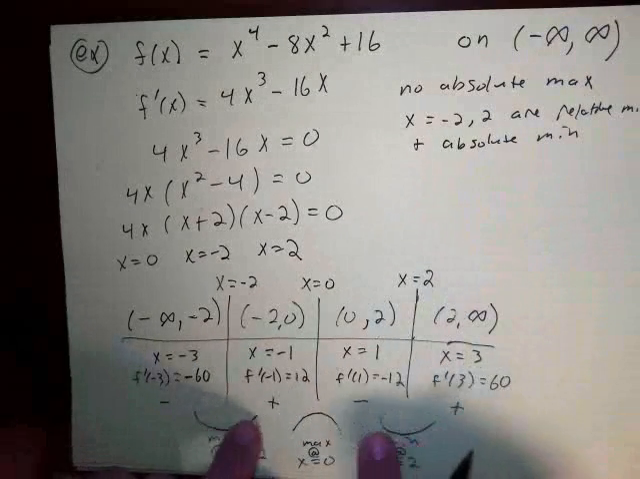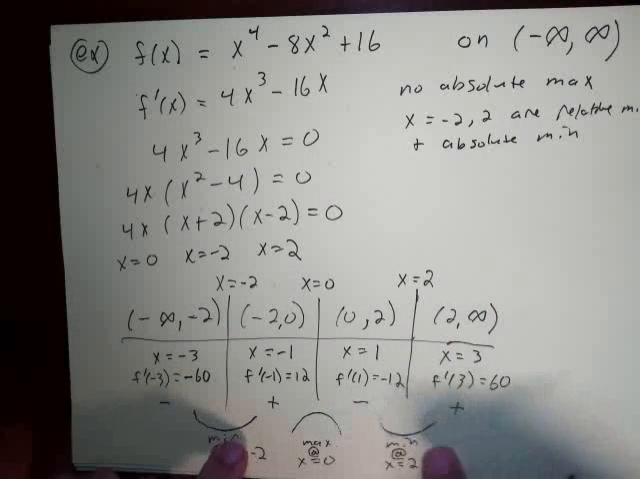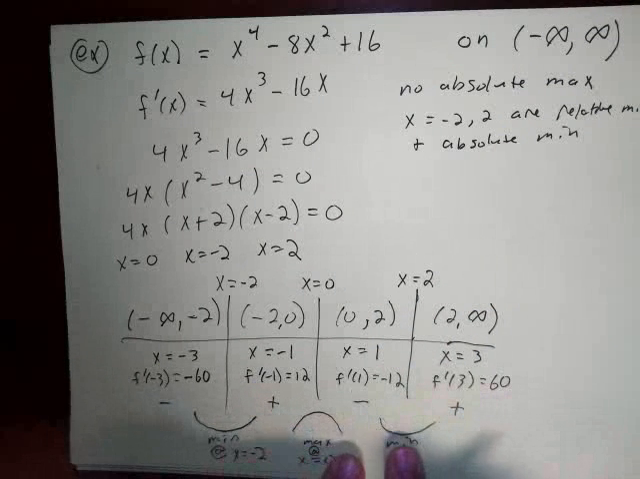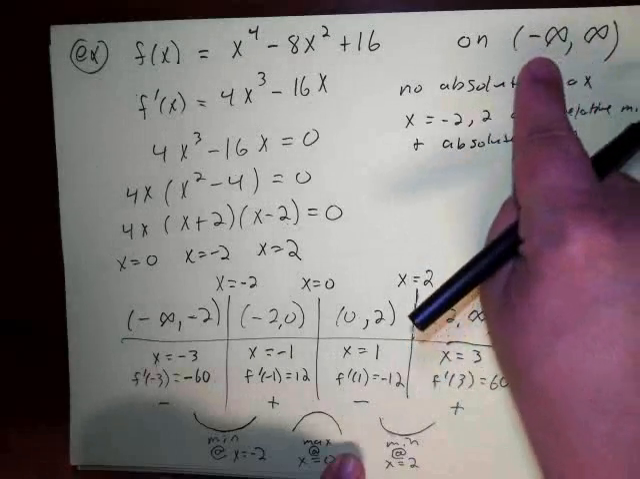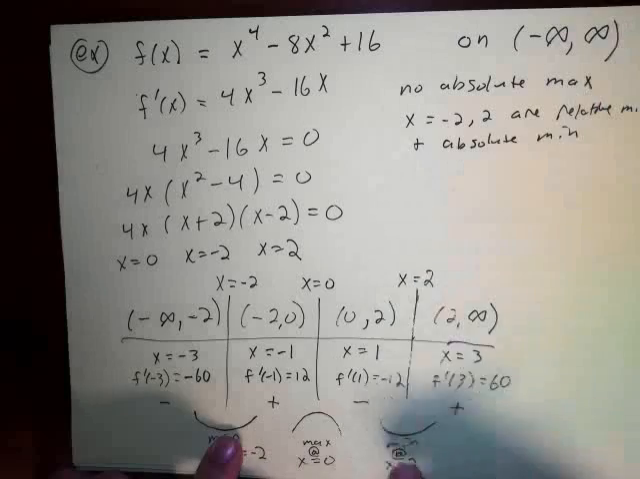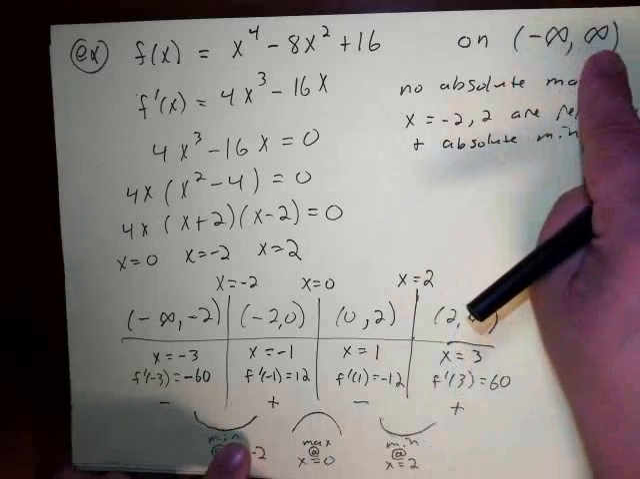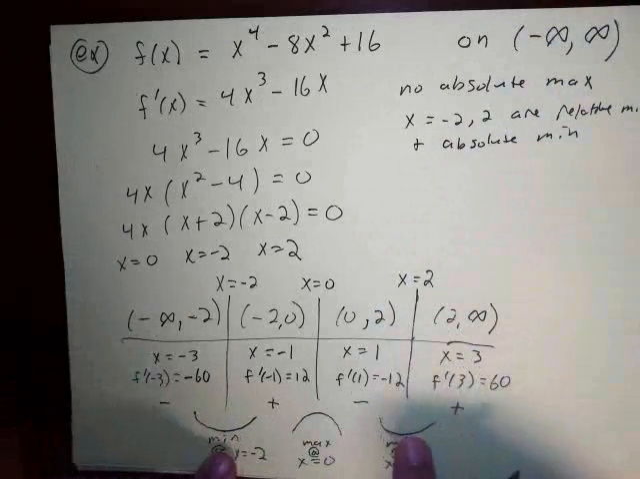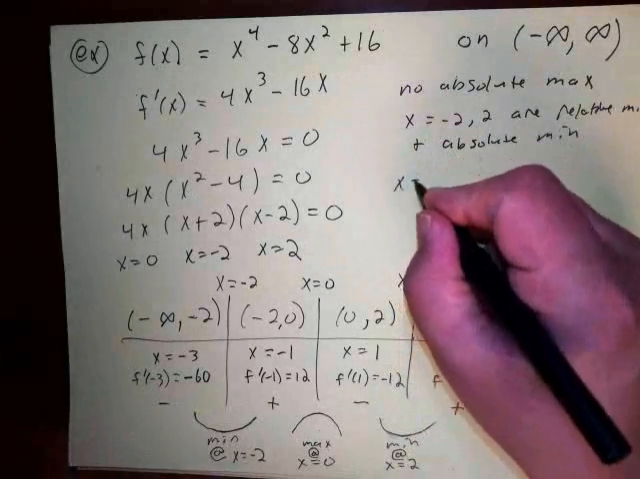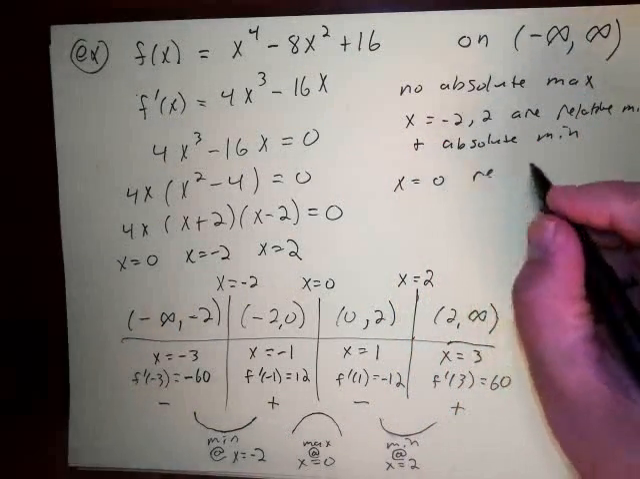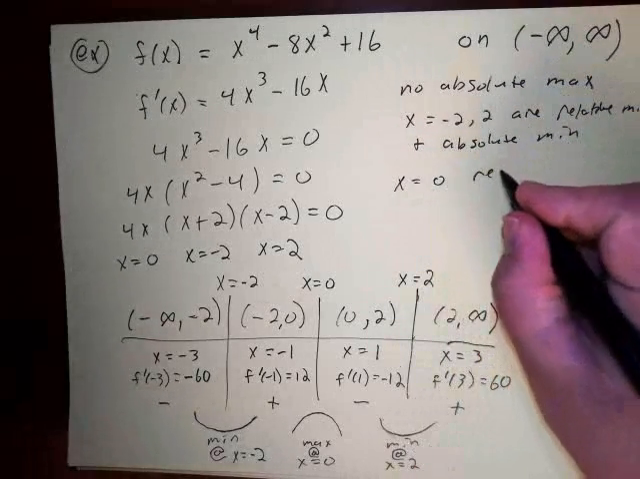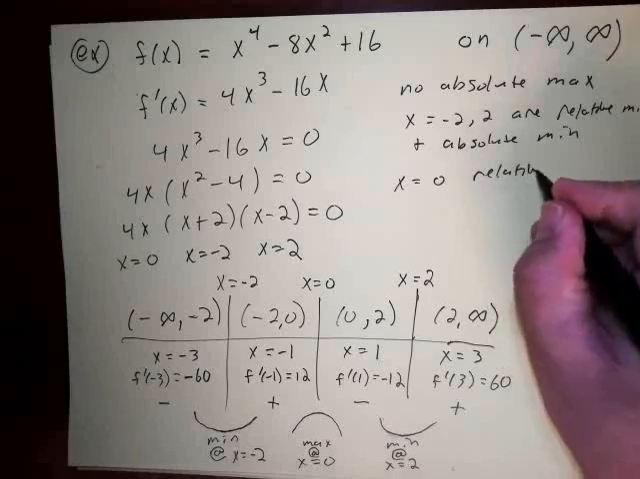Because the absolute min are either going to occur at a critical point or at the end behavior of this open interval. And the end behavior here is going off to positive infinity. So these have to be relative min and absolute min. And then x equals 0 is a relative max.